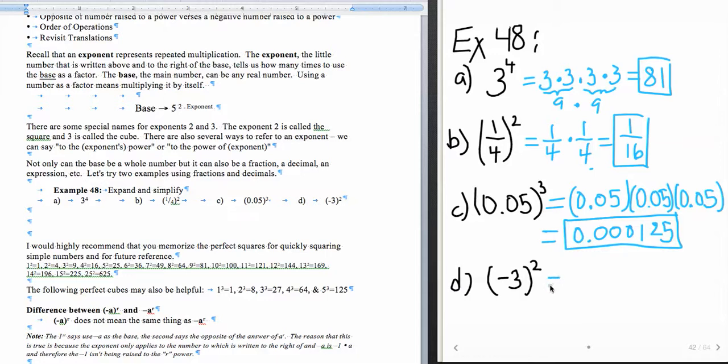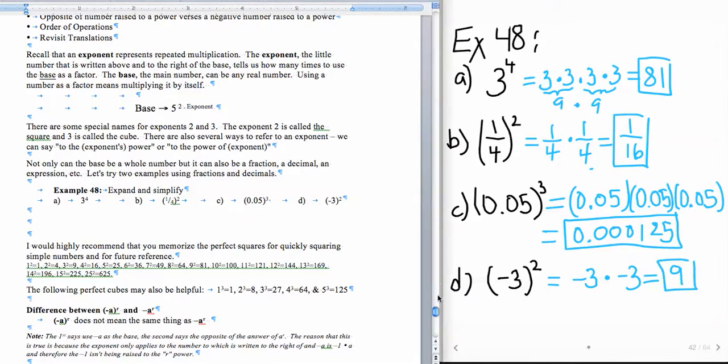Our final one down here, we have a negative number being squared. So that means the negative number 3 is being used as a factor 2 times. A negative times a negative is a positive, and 3 times 3 is 9. So this is a positive 9.